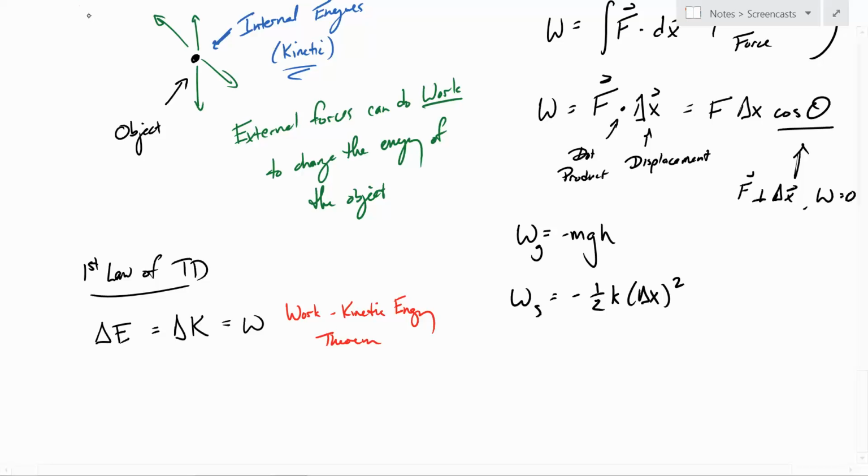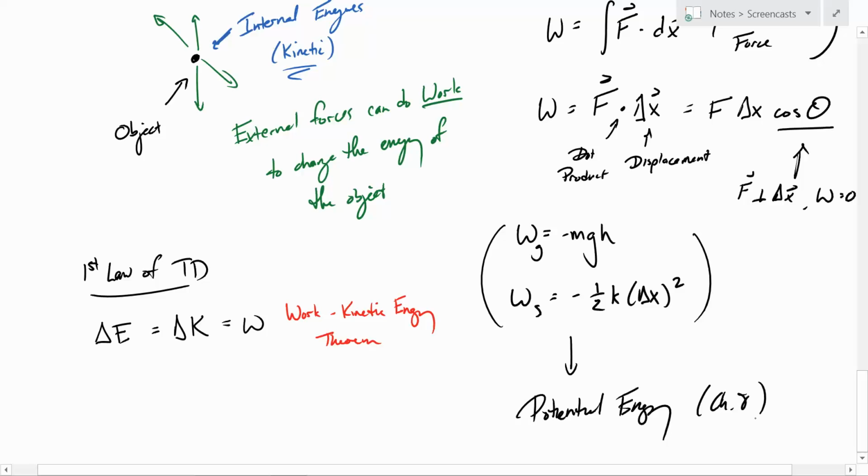The reason we kind of blew through this stuff is because usually we want to start talking about other kinds of energy than just kinetic. We want to talk about potential energy. So we take these works and we turn them into potential energy. And this is what happens in chapter 8. But for now we're looking at saying, alright, we have a force, it does work on an object that changes the energy of the object, so the object's going faster or slower. Positive work means a positive change in kinetic energy.